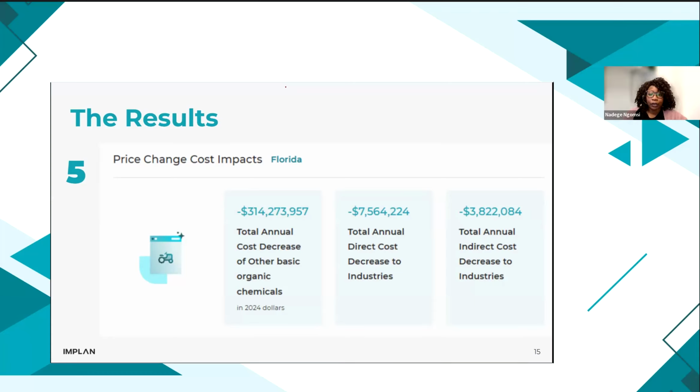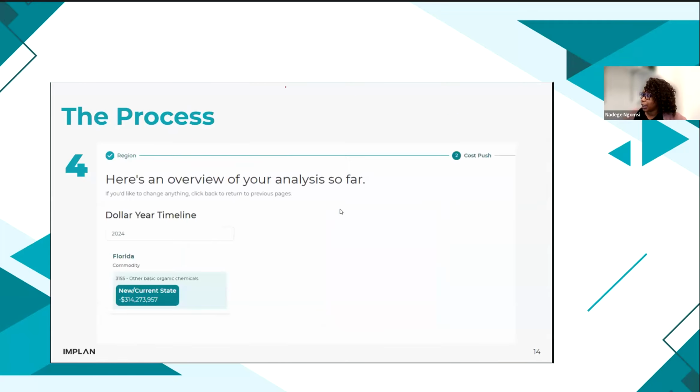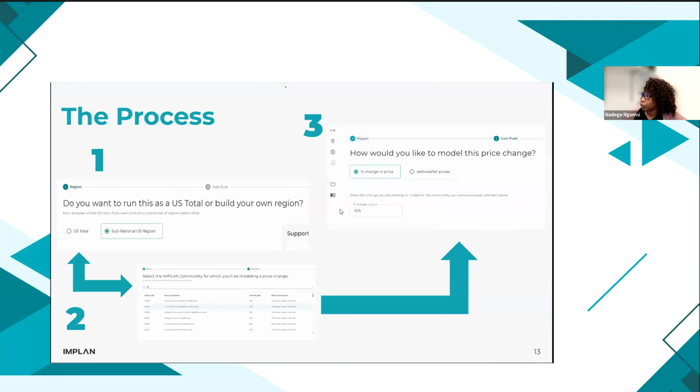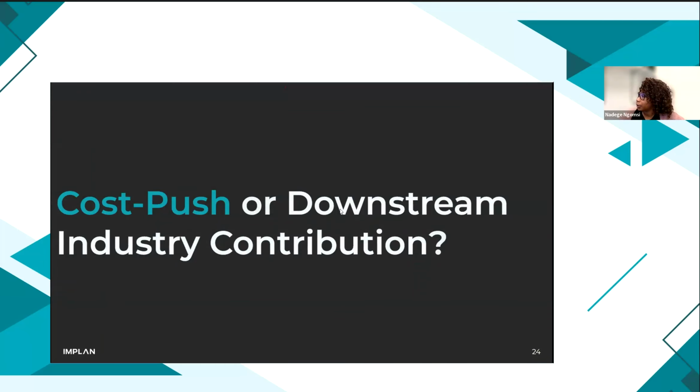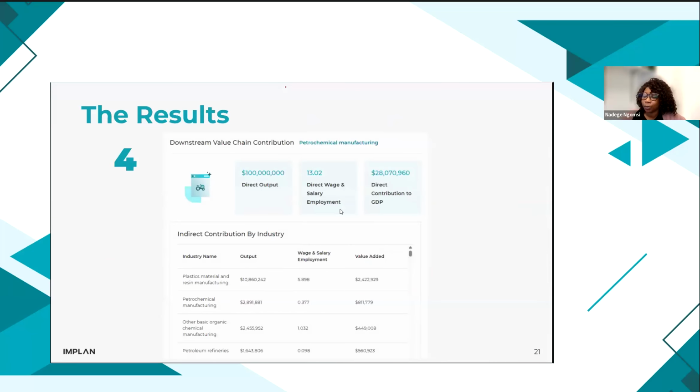Right now, IMPLAN does include value added, but not in all of them. I believe it's in the cost push. Or if it's in the downstream, let me see. Yes, it is. It says direct contribution to GDP, which we typically state is our value added, and then we also have our value added for the downstream contribution. So we do have our value added columns in the forward linkages as well. I hope I was able to answer your question there.